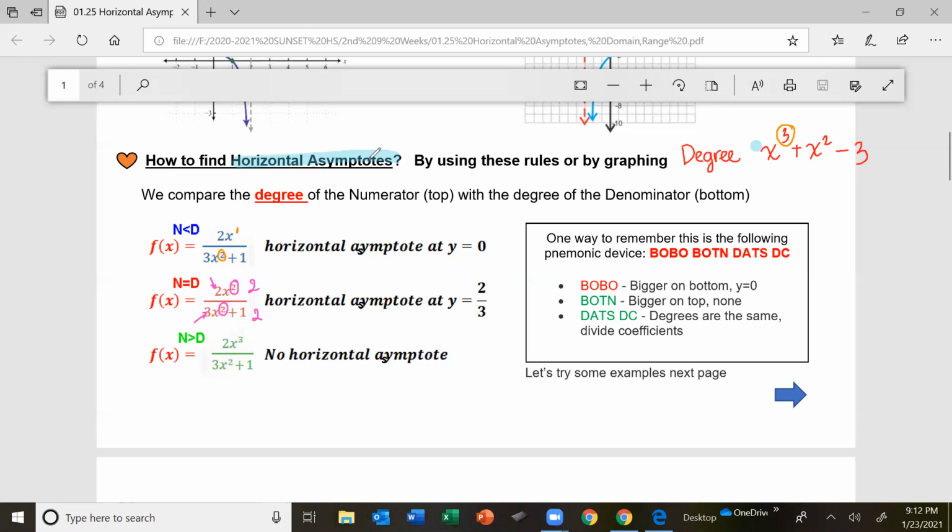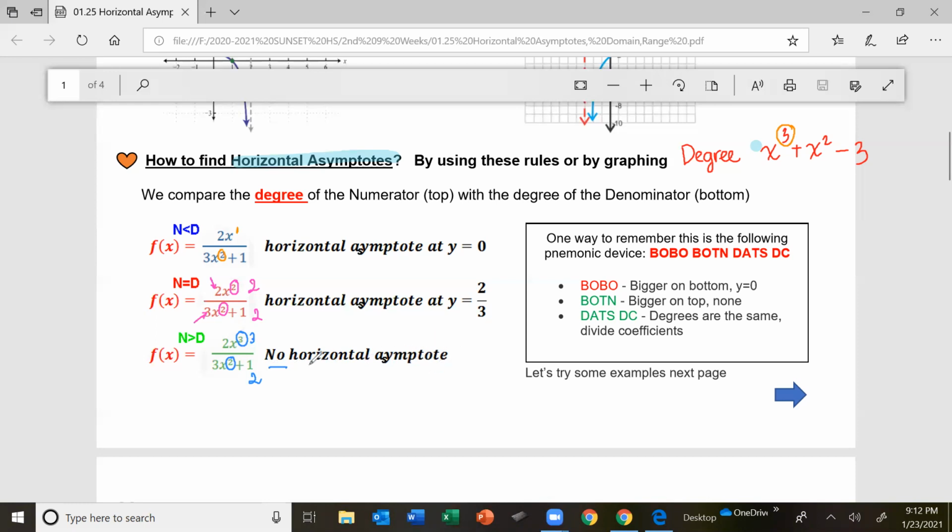So 2 over 3. The last case is whenever the degree of the numerator is bigger than the degree of the denominator. So here we have the degree is 3, and here the highest degree is 2. So we have 3 over 2. The top is bigger, then we have no horizontal asymptote.